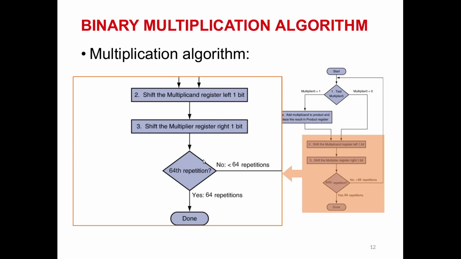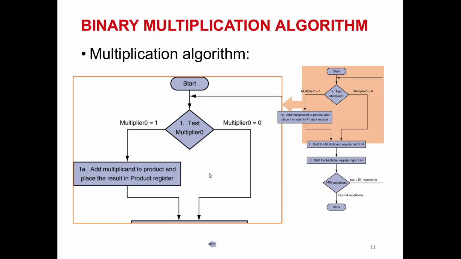So we will shift the multiplier 1 bit, and then we check whether we already complete all the bit computation or not. If not, we will come back to this location, and we get again here to test the multiplier. If the multiplier is still 1, we will do the same.